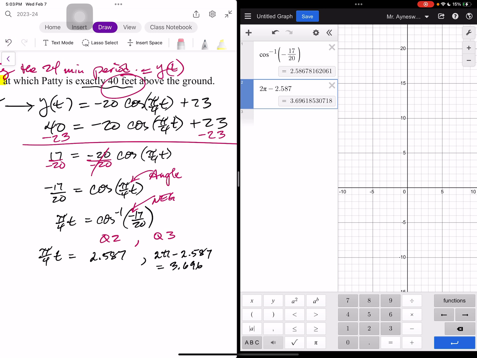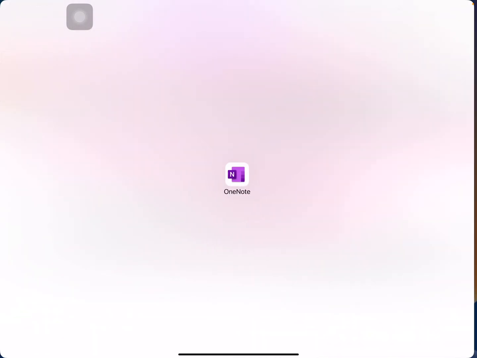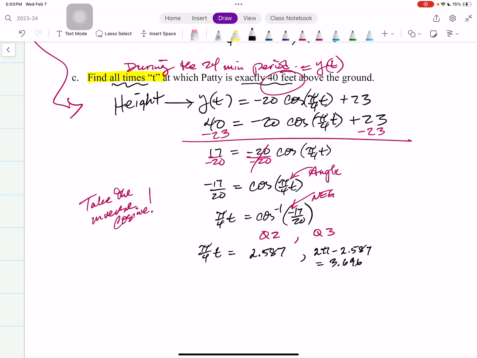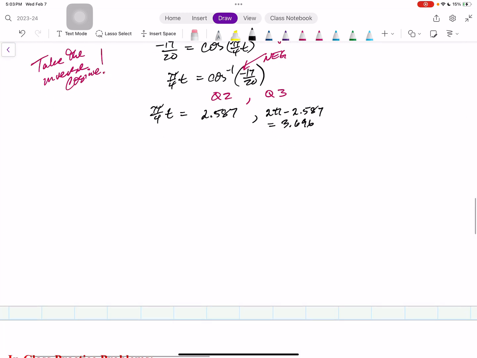3.696. Yeah, that's close enough. All right. Now what do we do? Well, we got two equations really, right? I need to figure out when is pi over 4 t equal to 2.587. I also need to figure out when pi over 4 t is equal to 3.696.